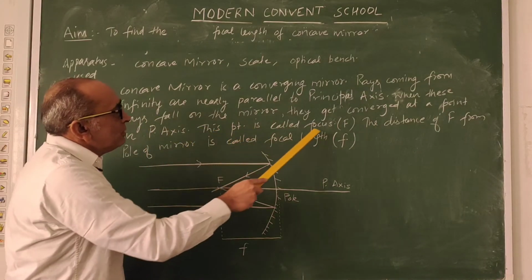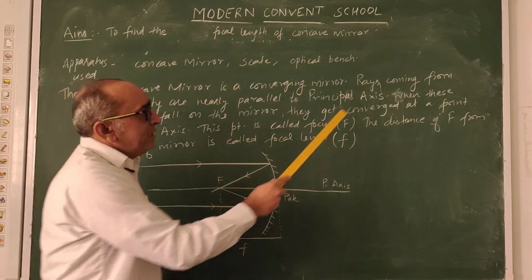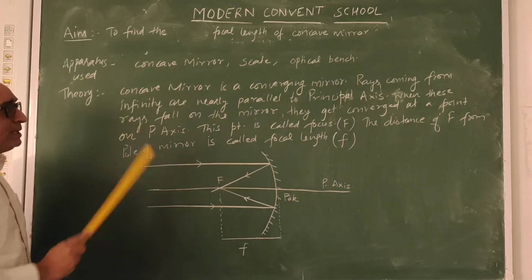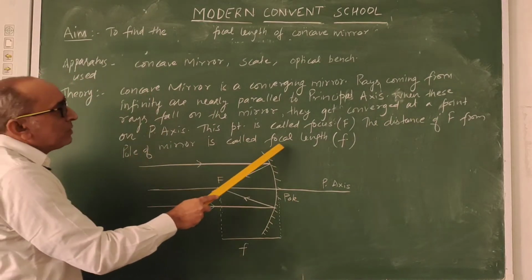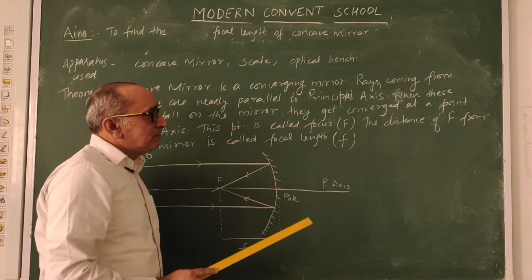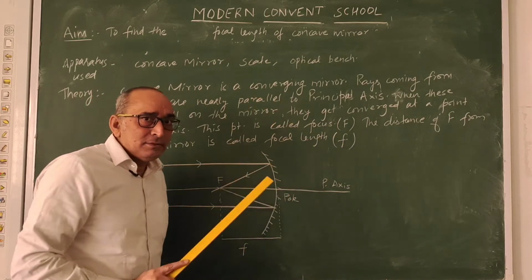This point is called focus. It is denoted by capital F, and the distance of this focus from the pole of the mirror is called focal length. Focal length is denoted by small f. So we have to find this focal length.